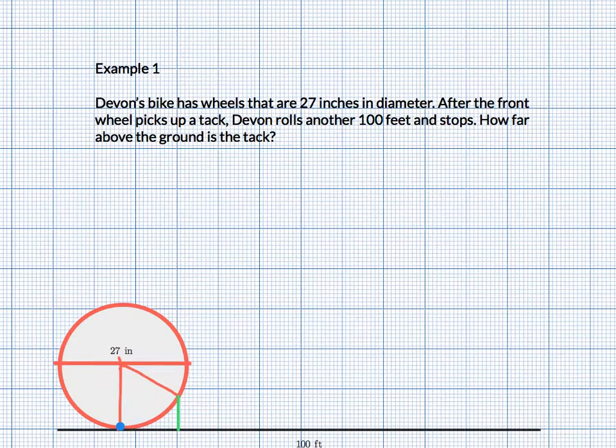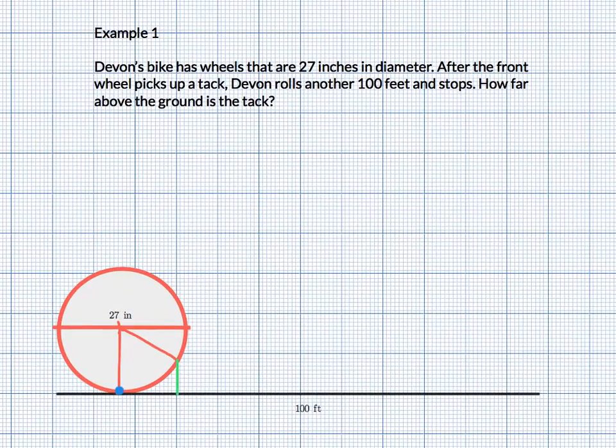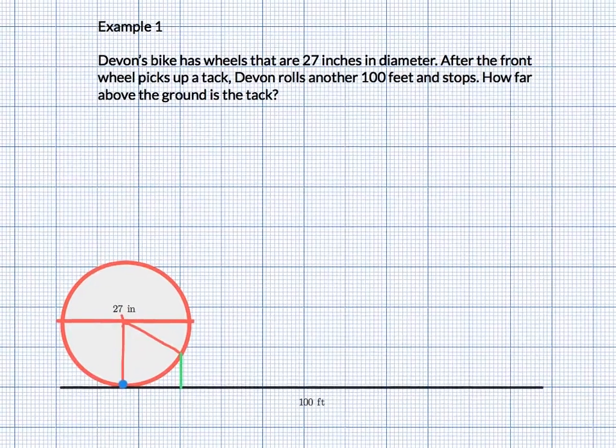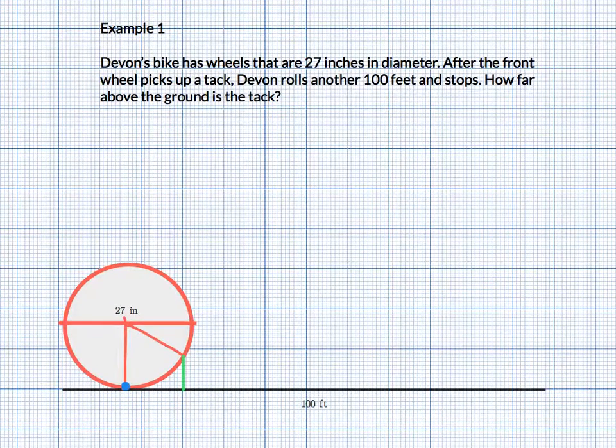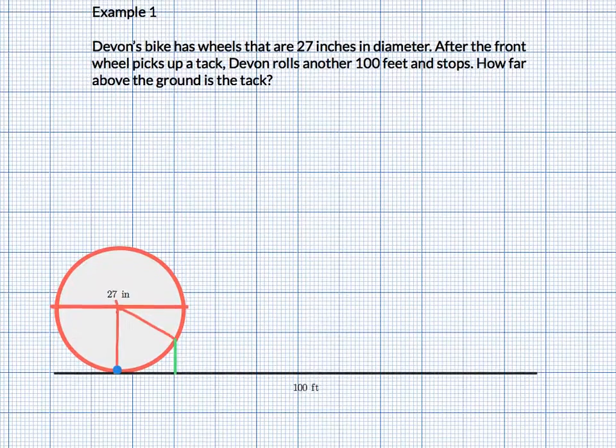this example: Devon's bike has wheels that are 27 inches in diameter. After the front wheel picks up a tack, Devon rolls another 100 feet and stops. How far above the ground is the tack? In our picture below, we have Devon's bike with a diameter of 27 inches, the blue dot as his tack, and the green representing the height of where the tack would be. We have our road as 100 feet.